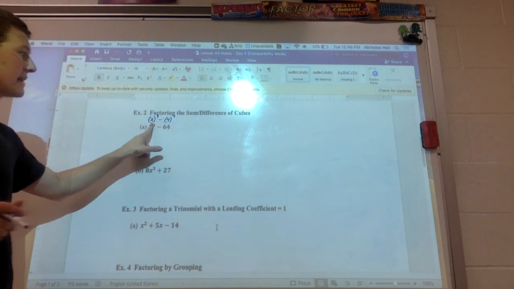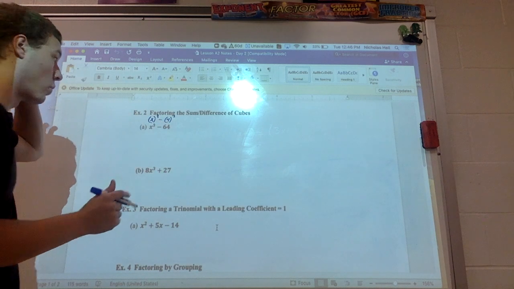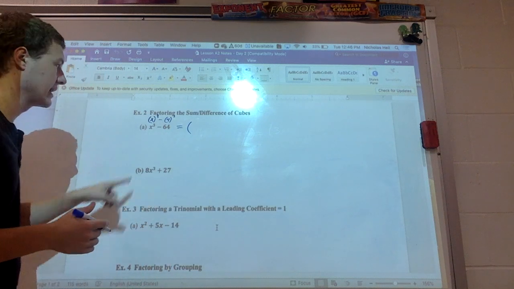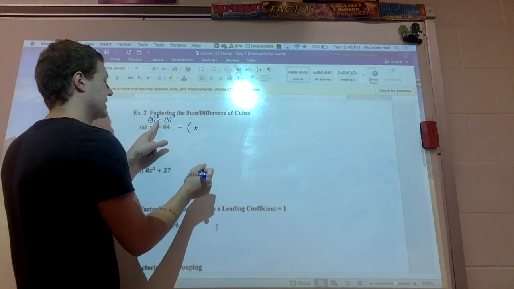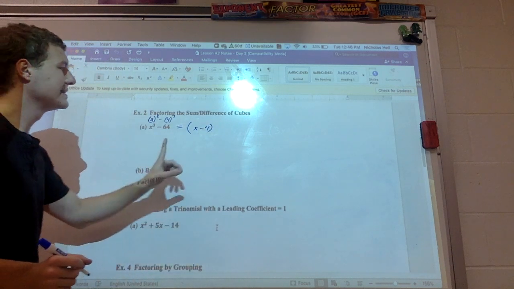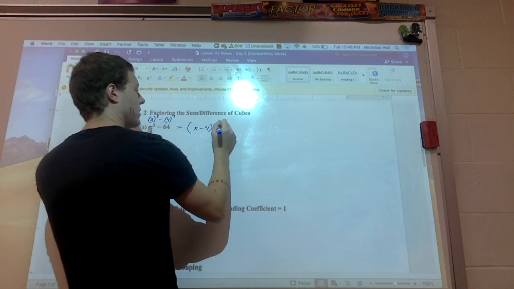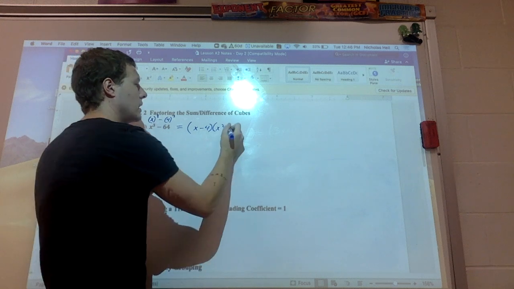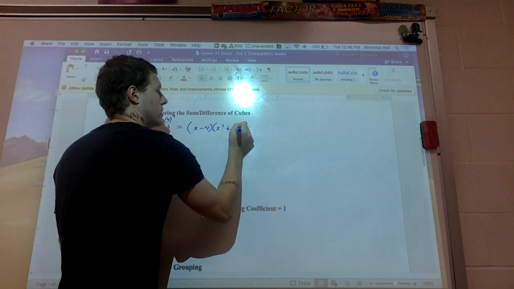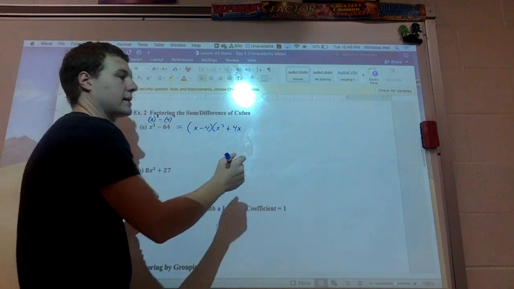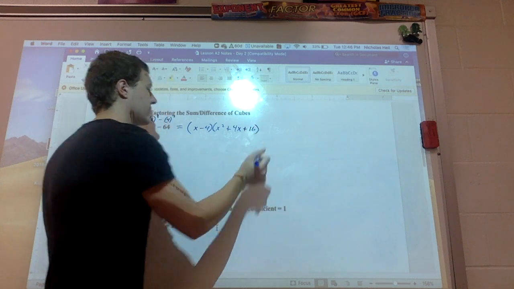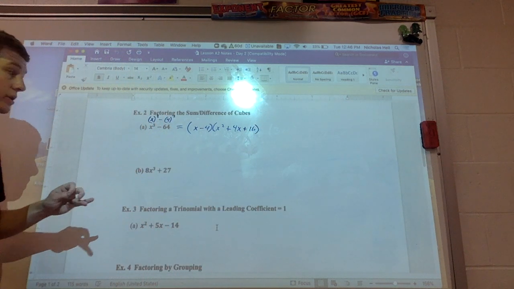My first item is x. My second item is 4. So that always factors into the first thing, x, minus the second thing, the 4, times first thing squared, x squared, plus the first thing times the second thing, that's 4 times x, plus the second thing squared. So that's 4 squared. We can write that as 16. That's it. Okay, that's all you need to do.